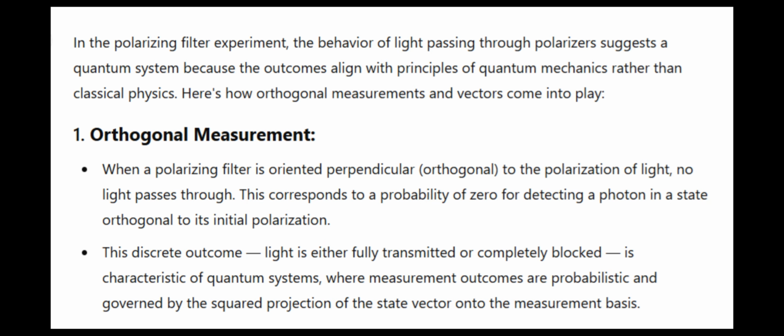This discrete outcome, light is either fully transmitted or completely blocked, is characteristic of quantum systems, where measurement outcomes are probabilistic and governed by the squared projection of the state vector onto the measurement basis.